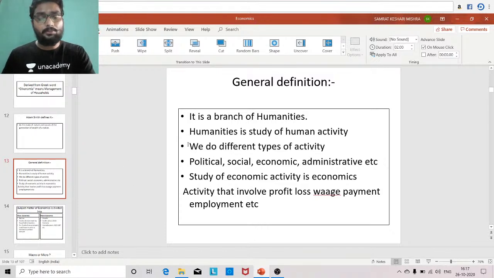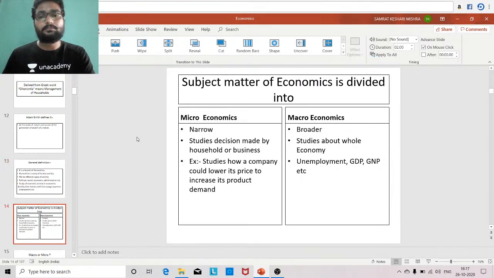Related to it is a branch of humanities. Human beings, we do certain activities on a daily basis. We do different types of activities: political activities, social activities, economic activities, and administrative activities. The study of political activities is called political science. The study of social activities is called sociology. The study of economic activities is called economics, and the study of administrative activities is called public administration. And economic activity refers to anything that is related to profit, loss, wage payment, or employment.